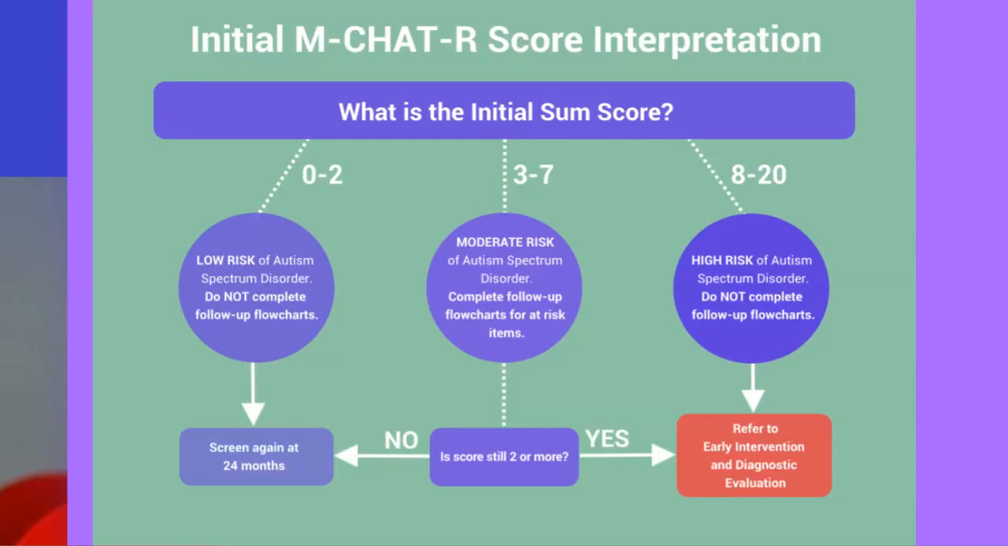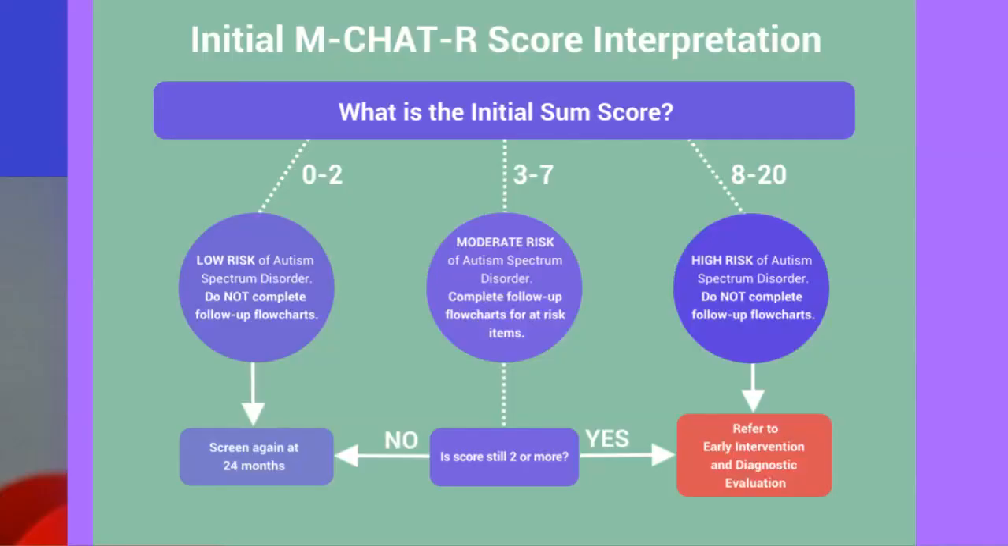If the initial sum score is 0, 1, or 2, this means that the child is at low risk for autism spectrum disorder currently. You do not need to complete the follow-up flowcharts. You can discuss the results with the family and rescreen at the next recommended well-child visit, or if you or the parent or caregiver raise concerns around autism spectrum disorder.